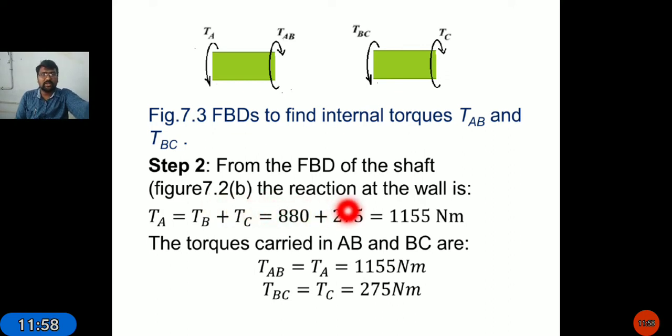TB is 880 and TC is 275, so the total torque developed at point A is 1155 Newton meter. Now the torque carried in AB and BC: whatever the amount of torque developed at point A is equal to the torque in AB, so TAB is equal to TA, that is 1155. Similarly, TC is equal to TBC. Whatever the amount of torque applied at C is equal to TBC, so 275 at point C.